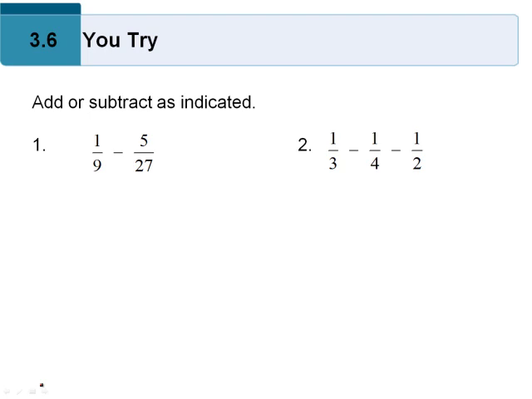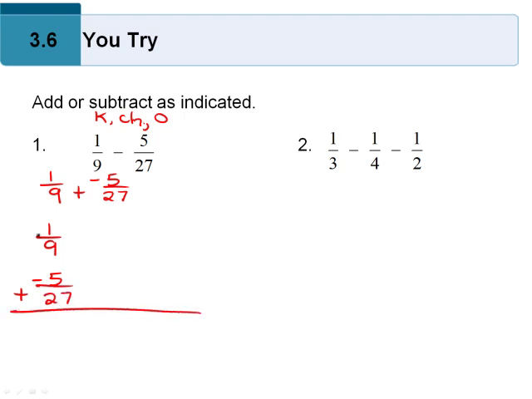All right, so number 1, 1/9 minus 5/27. First step, keep, change, opposite. Well, that didn't really work out the way I meant to write it, but you get the gist. So we're going to have 1/9 plus negative 5 over 27. Keep, change, opposite. So I'm going to write them vertically, 1/9 plus a negative 5 over 27.